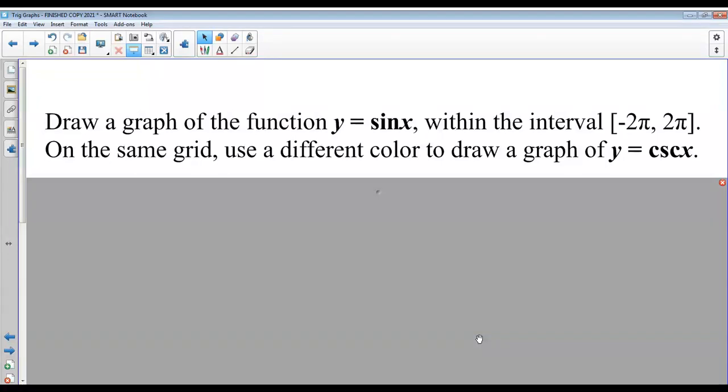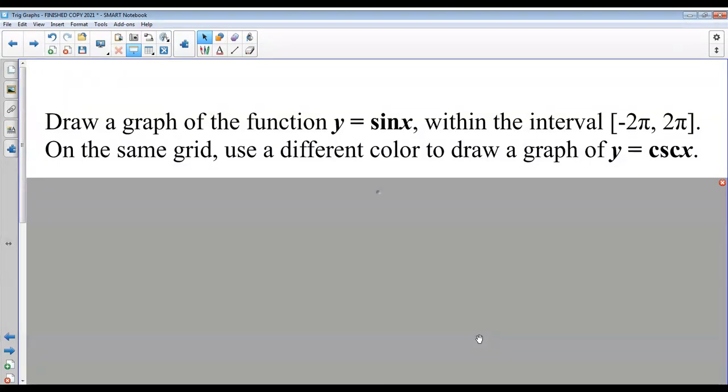All right, guys. Today we are on page 13 of our trig graphing note packet. We started, I think, depending how much time we had last class, tangent and cotangent. Today we're going to graph secant and cosecant.